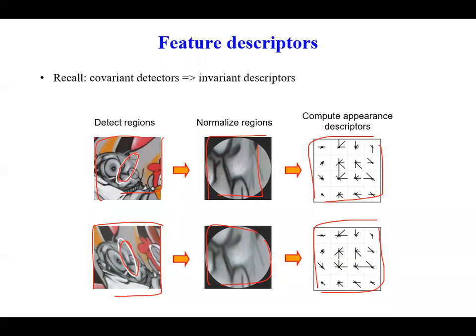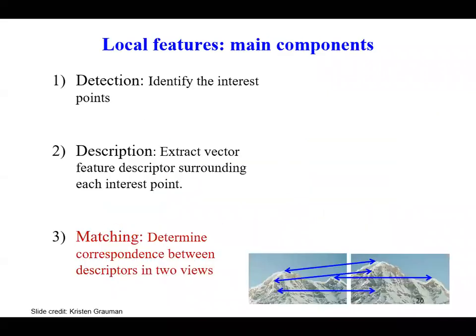The question is, how then will we do the feature matching? So I have a descriptor, then how can I say I can now do a feature matching? I have to determine correspondence between descriptors in two images. If this corresponds to this, this corresponds to this, and so on and so forth.